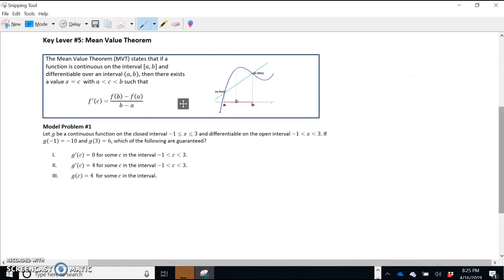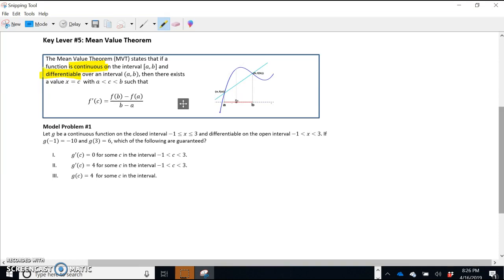And that's that. Moving on now to key lever number 5, the mean value theorem. You'll see in your notes here that the mean value theorem is laid out for you. It states that if a function is continuous and differentiable, then there exists a value c between a and b such that the derivative at c is equal to the slope between a and b. That's just a rise over run computation on the right.